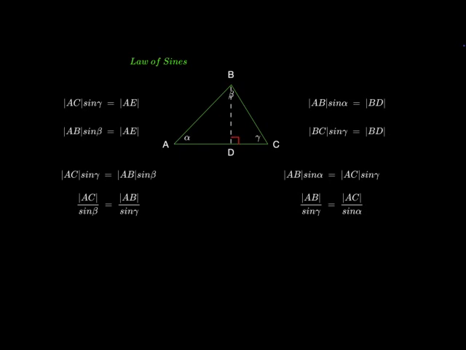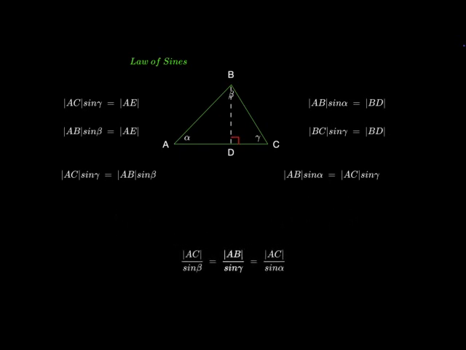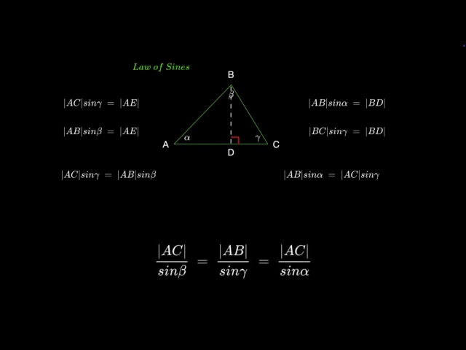Notice that this equation, as well as the other equation we found equating ratios of side lengths to opposite angles, include the ratio AB over sine of gamma. So we can form a compound equation equating each side divided by its opposite angle to each of the other sides divided by their opposite angles. This is called the law of sines.